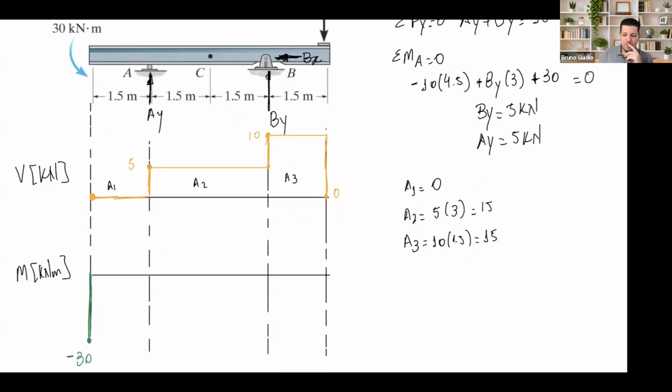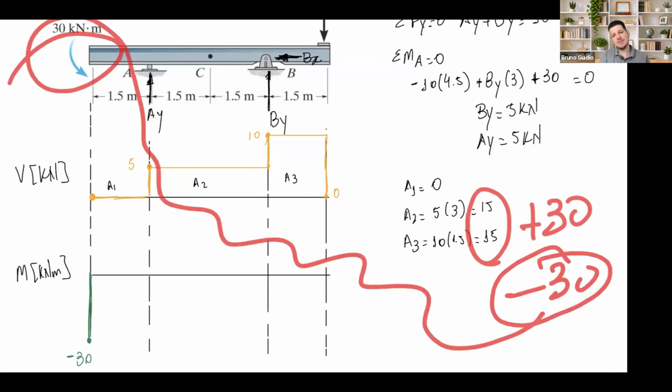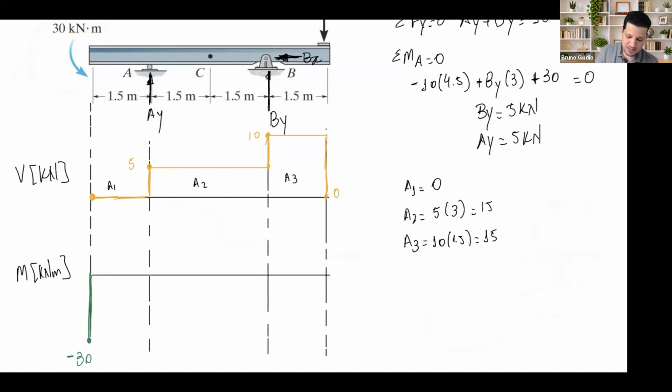okay? If I'm confused, well, check your areas. Once you sum the areas, it should go back to zero. The summation of areas should be zero. Here we have 0, 15, 15, and both of them positive. So we have positive 30. We are missing negative 30. Where is this negative 30? Right there. Okay? So negative 30.